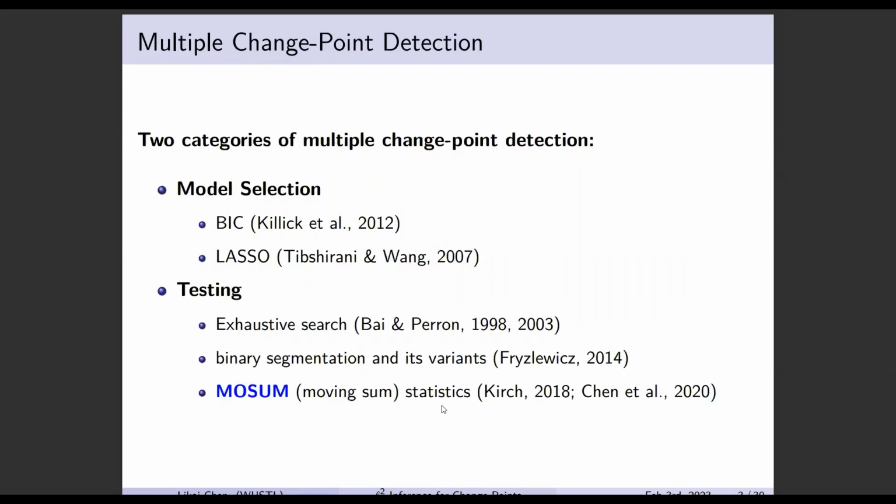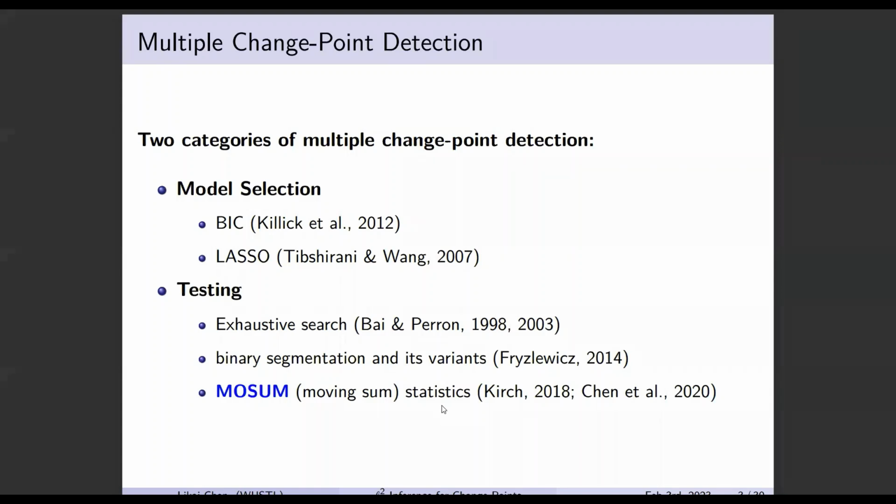So multiple change point detection mainly falls into two kinds of problems. One is model selection, the other is hypothesis testing. Model selection is to say that we treat those change points as additional parameters, and we try to use various model selection methods to find the one that is best suitable for the data set. Another main category of multiple change point detection is testing. So here I list some, but not all, of the commonly used approaches.